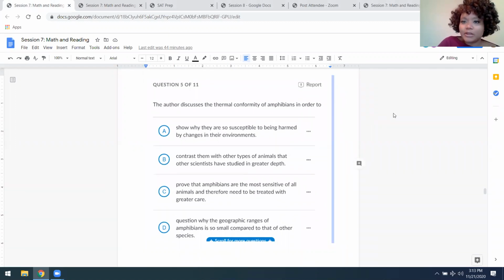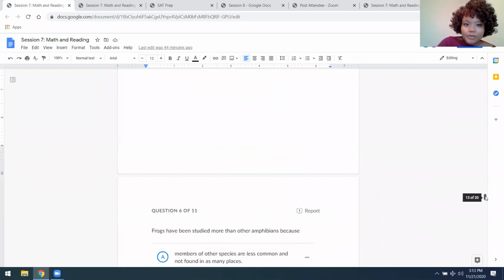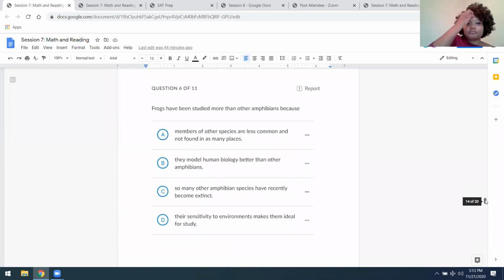I'm going to speed through this a little bit. I'm just going to pick up the pace a little bit. So if you have questions regarding this passage, because I want to have us do a fresh passage since this is from last week. So I want us to use strategies and such.